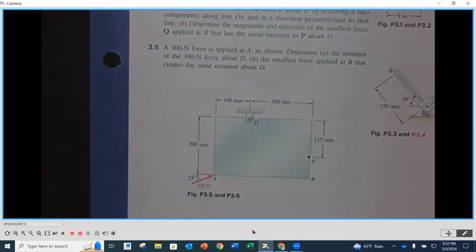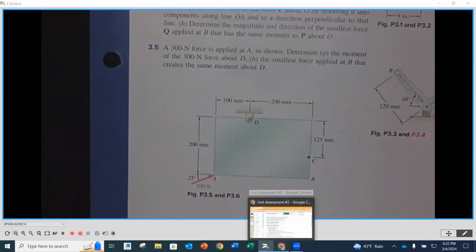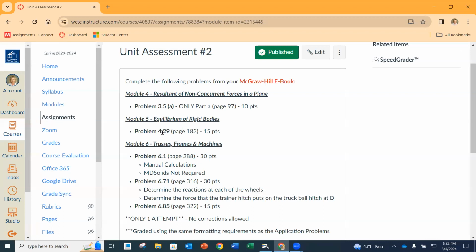If you need to go back to module 4 and refresh yourself, feel free to do that. We've been working quite a bit with moments, so it should be pretty standard. But if you do have questions, don't hesitate to ask. Going back over here, that's our first one.